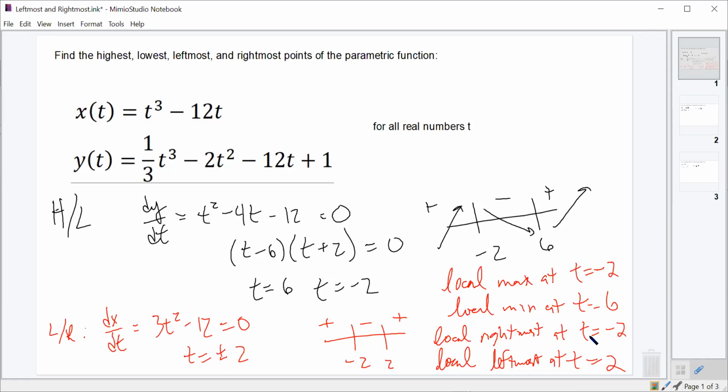How do you know it's local and not like absolute again? Could you explain that? Yeah, so it's not a local max or a local min because this is increasing once we go past t equals 6. And we know that these y values are increasing without bound right there. They're just getting larger and larger the larger numbers I put in. I'm definitely going to get above whatever I plugged in at -2.